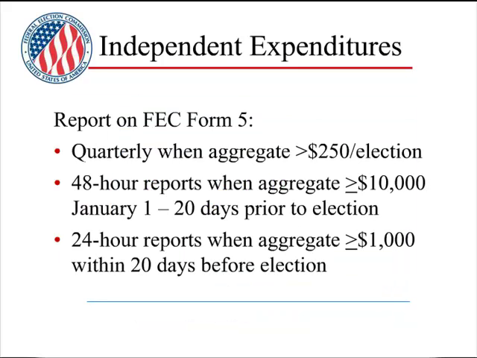If you spend $250 or more on an independent expenditure, you'll need to report it on FEC Form 5. Those reports are generally filed on a quarterly schedule. However, if your independent expenditures made up to 20 days prior to the election total $10,000 or more, you'll need to file within 48 hours. Closer to the election, 24-hour notices are required for independent expenditures of $1,000 or more.